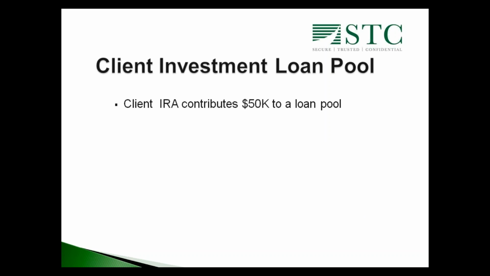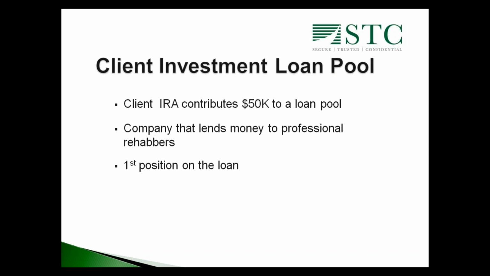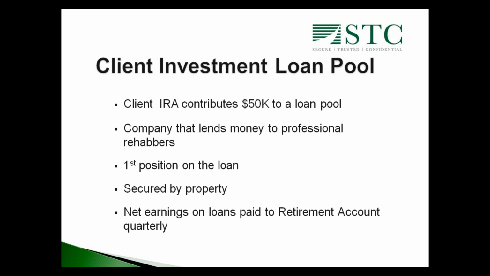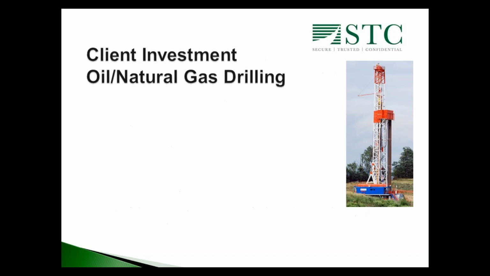Client investment loan pool. This is another client investment we have. This is where a client IRA actually contributed $50,000 to a loan pool, and this is with a company that lends money to professional rehabbers. The company has first position on the loan, so the properties that are being rehabbed are security for the loan, and the net earnings on these loans are then paid to the retirement accounts quarterly. Now, the last I checked on that, it was a couple of years ago, it was earning a little over 12%, that particular loan pool, so that might be something that you would be interested in looking into.